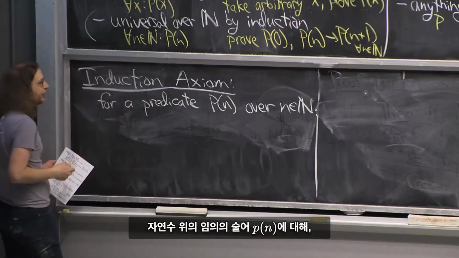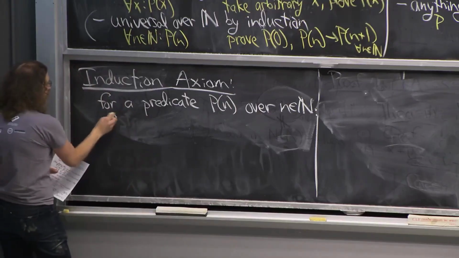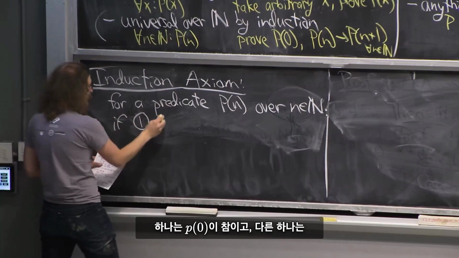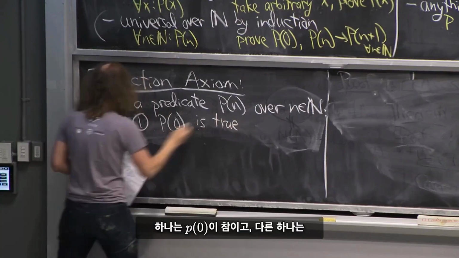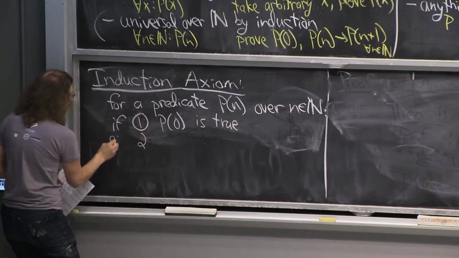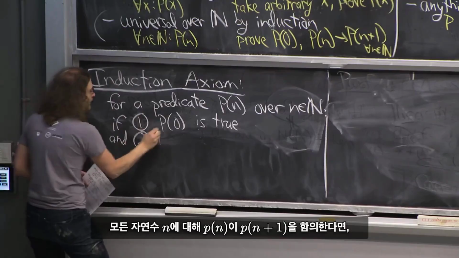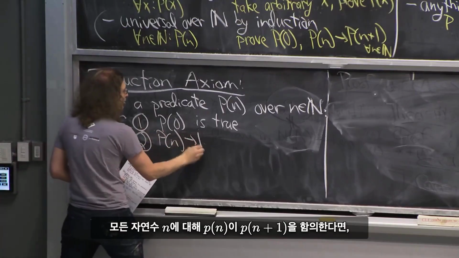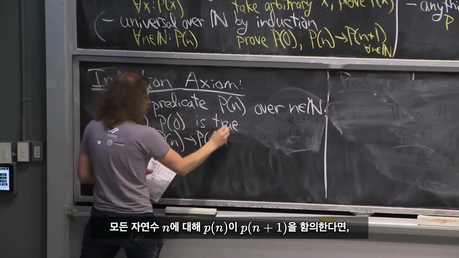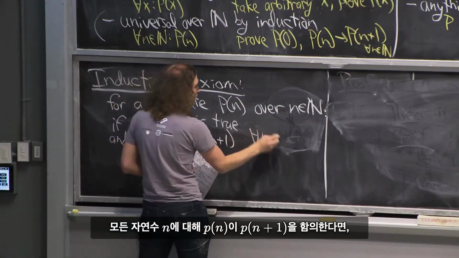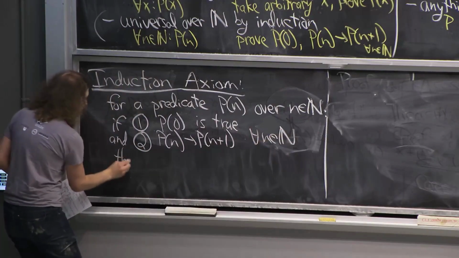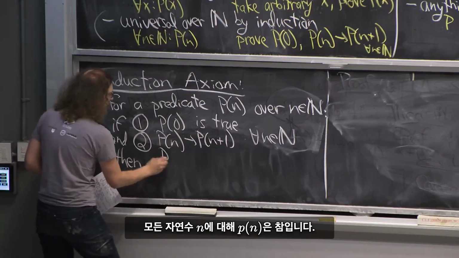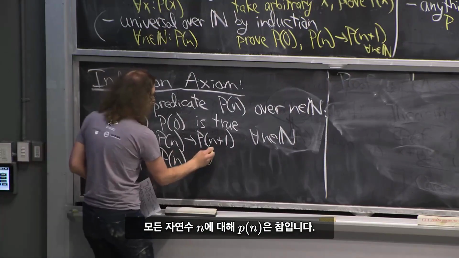So for any predicate P of n over the natural numbers, if on the one hand P of 0 is true, and on the other hand, P of n implies P of n plus 1 for all natural numbers n, then P of n is true for all natural numbers n.